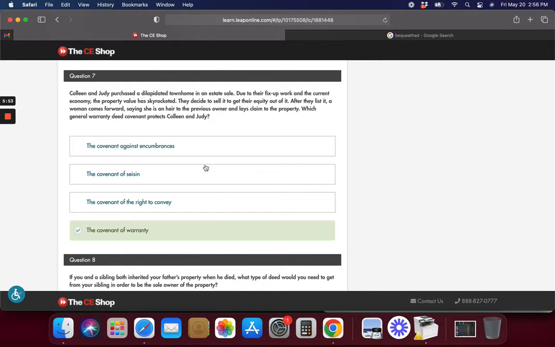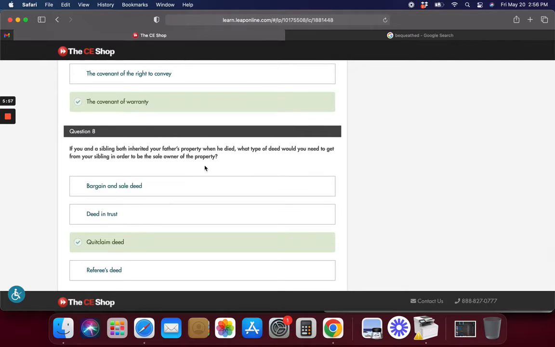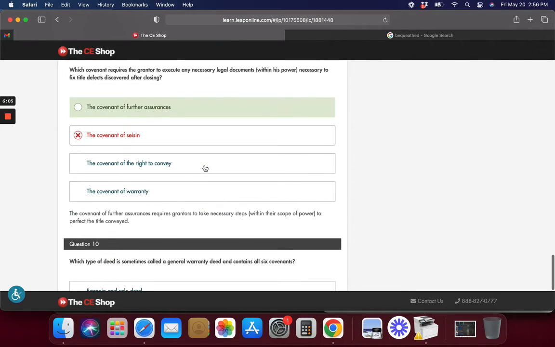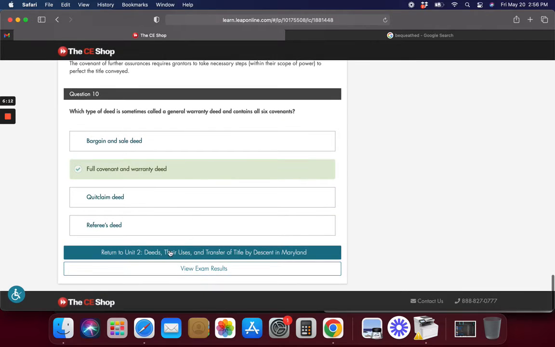By the way, you could be taking screenshots of some of these if you want to go back and review any of these questions again. All right, quitclaim deed. That would be quick. Got that one right. This is the covenant of further assurances. Okay, I no clue. Total guess. All right.